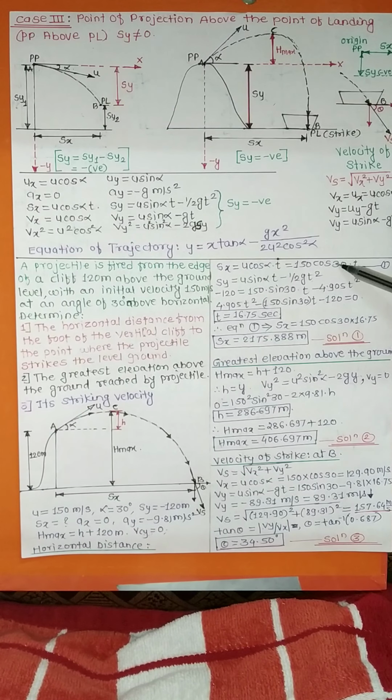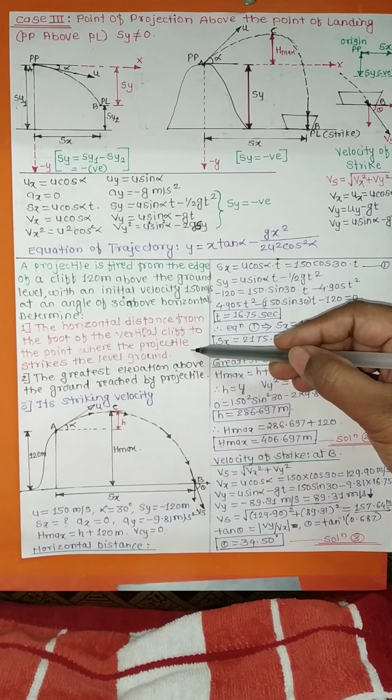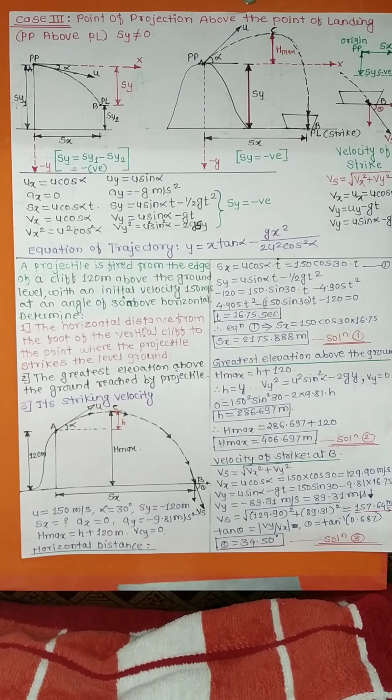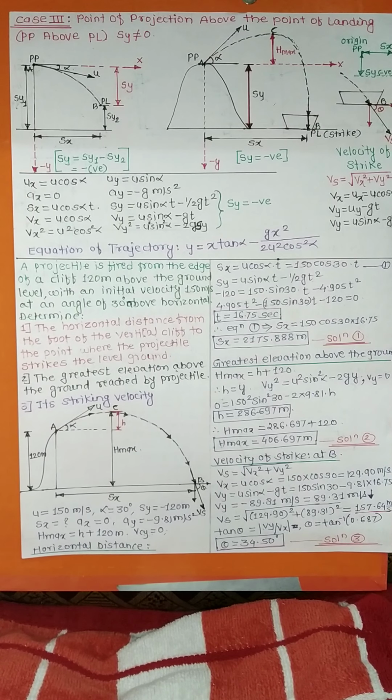Now in equation number 1, if we substitute the value of t, we get the value of displacement along the x-axis, Sx, and it is 2175.888 meter. This is the solution for case number 1. In case 1, the horizontal distance is asked from the foot of the cliff to the point of landing of the projectile. Now the second question is about the highest elevation above the leveled ground.